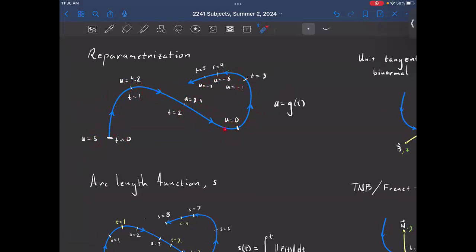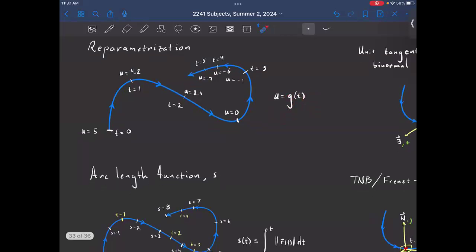So u is moving at different speeds than t, but is tracing out the same curve using a slightly different function. And then u and t will be related by some function here that just tells us how to rewrite our vector functions in terms of u or t.